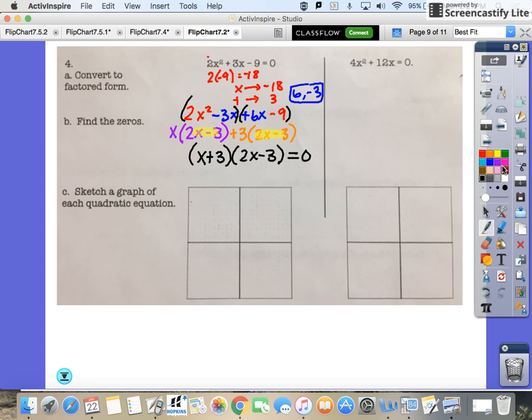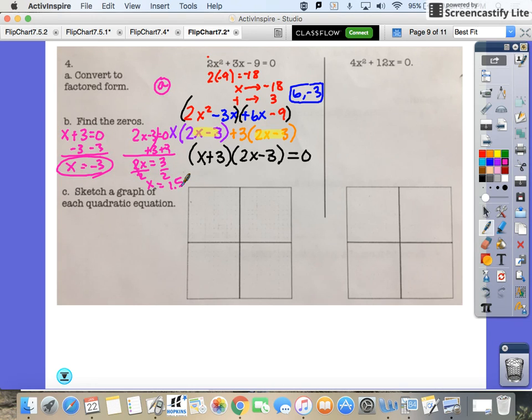So this is all for part A. Part B says find the zeros. What we'll do in this one is, because of the zero product property, set both of those chunks equal to 0 and solve for x. So we subtract 3 on this one, and we get x equals negative 3. And then solve for x on this one: we add 3, 2x equals 3, divide by 2, x is 3 over 2, which is 1.5.